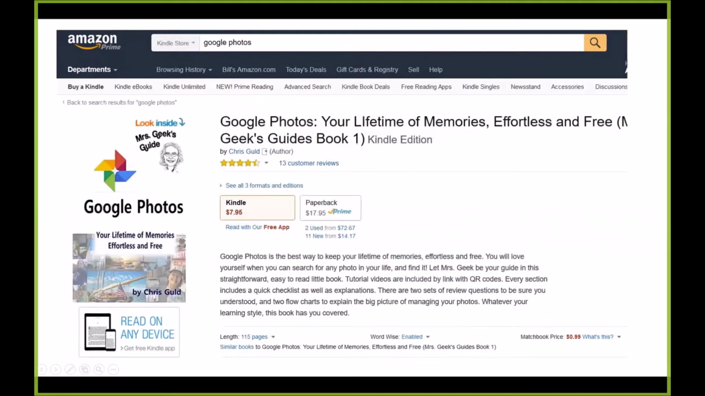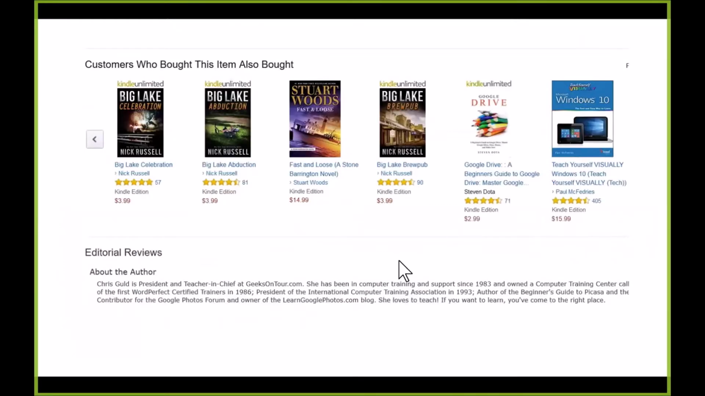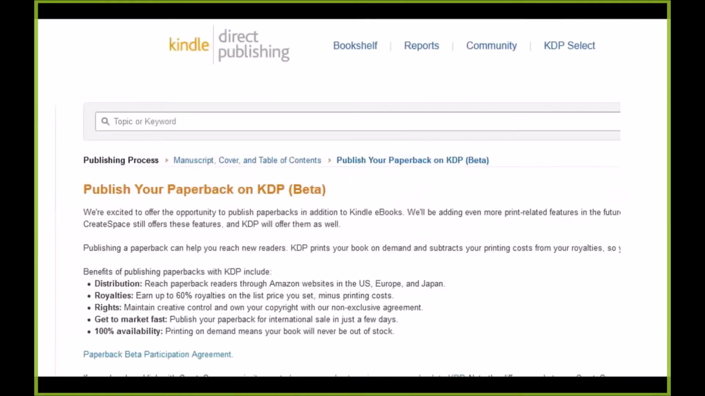A lot of you have seen when you look at a book, down below, it'll say customers who bought this item also bought. And here's Kindle Unlimited, Kindle Unlimited, Kindle Unlimited, Kindle Unlimited. So all of these are available that way. This one is not, and this one is not. But Amazon helps you market your books by being in the Kindle Unlimited KDP Select program. So pretty good.